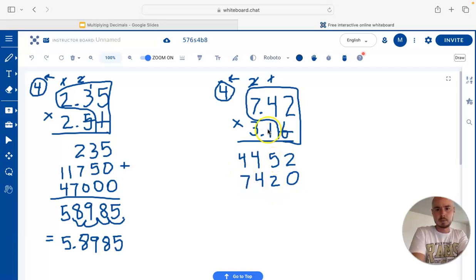Okay, now I need to put the collar and lay 2 eggs. And we're getting close. 3 times 2 is 6. 3 times 4 is 12. Regroup. 3 times 7 is 21, plus 1 more is 22.